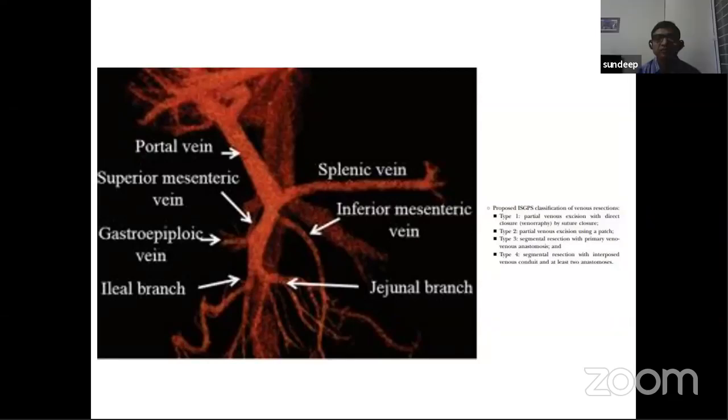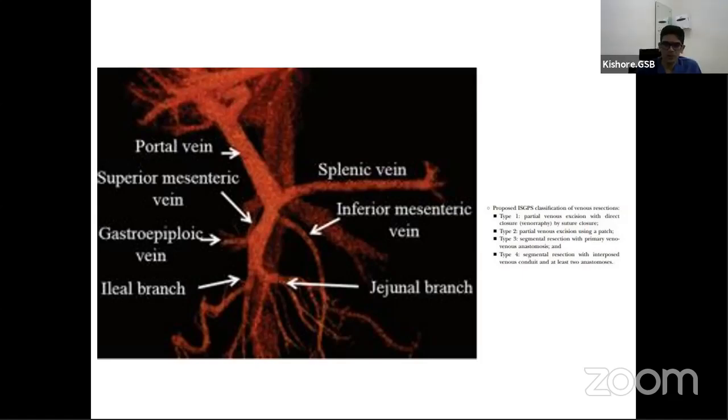So if you have a longer length or a gap between the two ends of the vein, what are the various techniques that you can use to bridge that gap, to lessen that gap? So Dr. Kishore, if you can help us then, something like ligating the splenic vein or IMV, or are there any other technical tips that you can share with us?